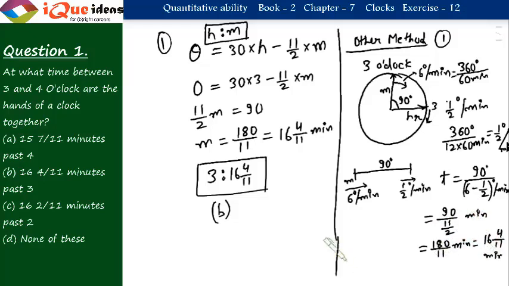So this is the other way of doing it. So the time would be 3:16 4 by 11. Hence the option B is the correct answer. Alright. So from here in this question, you should memorize that minute hand speed is 6 degree per minute and hour hand speed is half degree per minute.